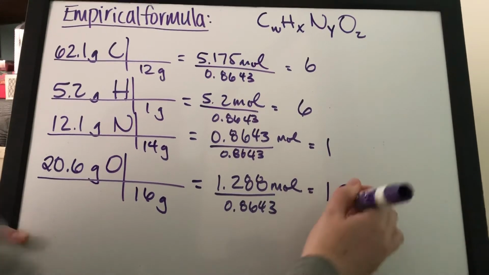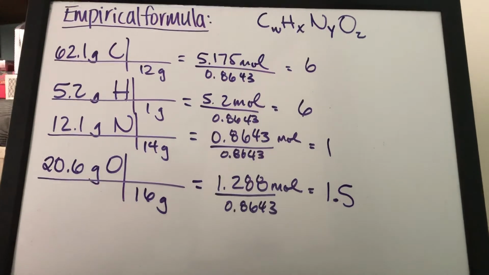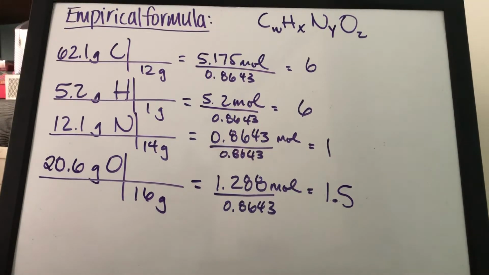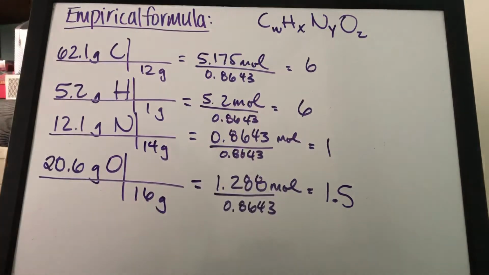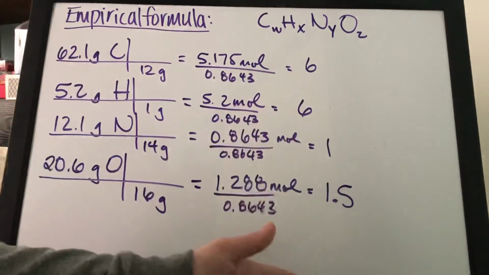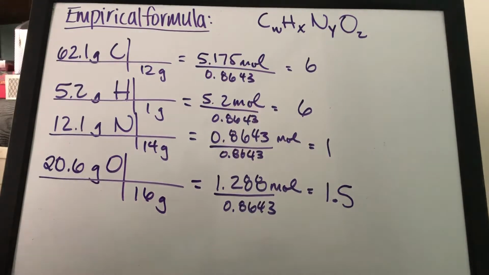And this is where students get a little bit confused and they're not sure what to do. So this is a great example. When you encounter something like this, a lot of students just want to round this up to 2 and call it done, because we've always been taught that a 0.5 rounds up. But in this case, I cannot do that, because this relationship is 6 to 6 to 1 to 1.5, not 6 to 6 to 1 to 2. So that's totally different, and I'm not allowed to do that.